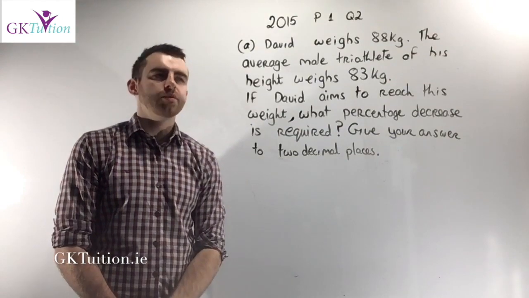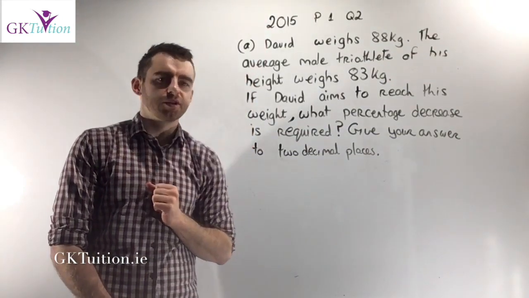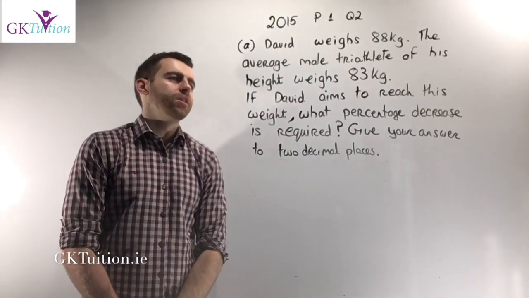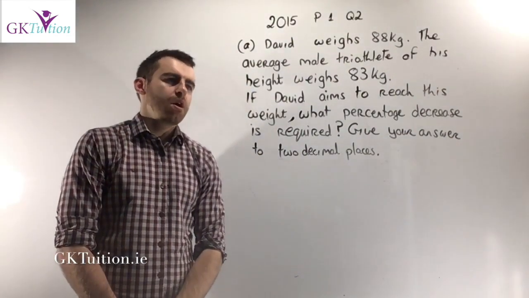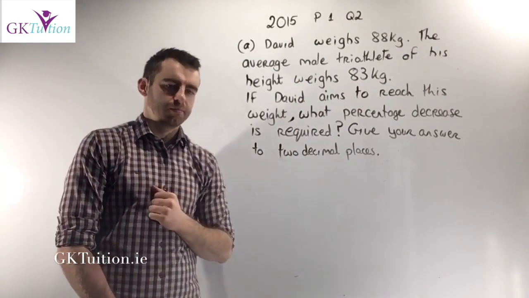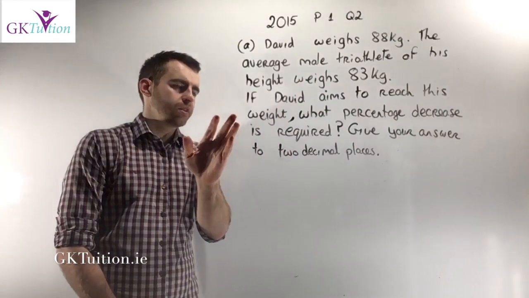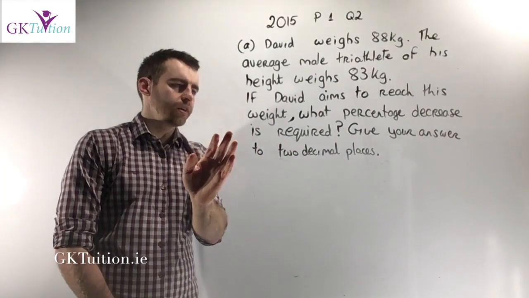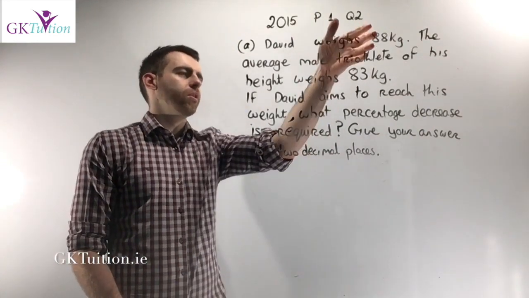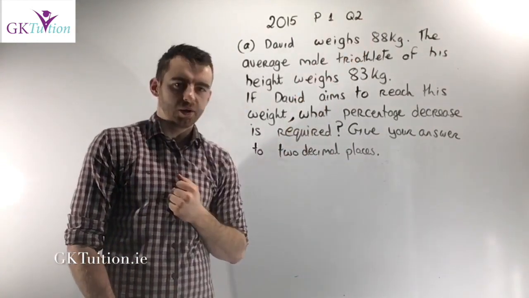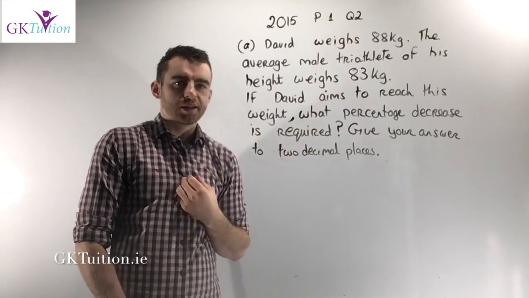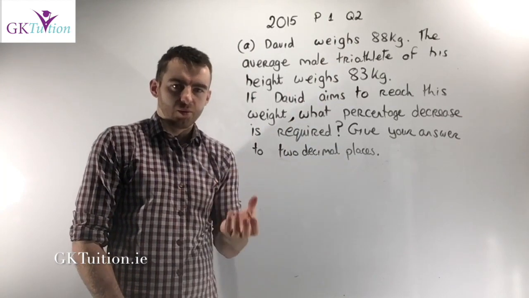Okay, so the next thing in the notes here is an exam question, 2015 paper 1 question 2. In this question, we're told that David weighs 88 kilos, while the average male triathlete of his height only weighs 83 kilos. If David aims to reach this weight, what percentage decrease is required? And give your answer to 2 decimal places. So David wants to go from 88 kilos to 83 kilos, and I need to work out the percentage decrease. If he loses that much weight, what is the percentage decrease in his weight?